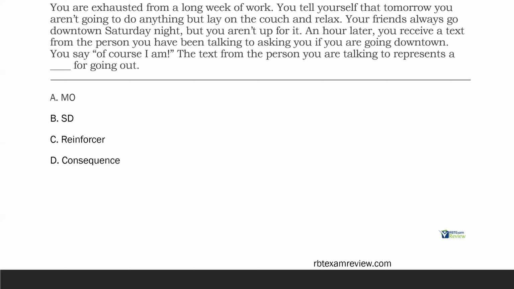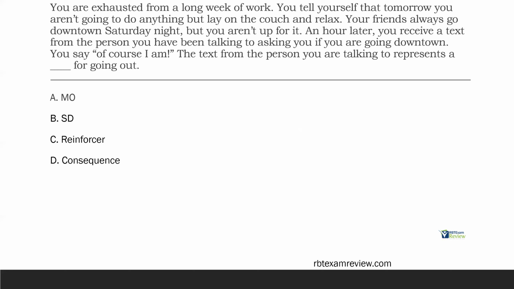Well, reinforcer and consequence are the same thing, right? A reinforcer is a consequence, okay? So we can eliminate those, and either way, the text, right, is not a consequence, right? It's an antecedent. It's coming before your behavior, okay? So the question becomes, is this an MO or an SD? Well, does the text increase the value of going out? Does it make you want to go out? Or does it signal that going out is available?